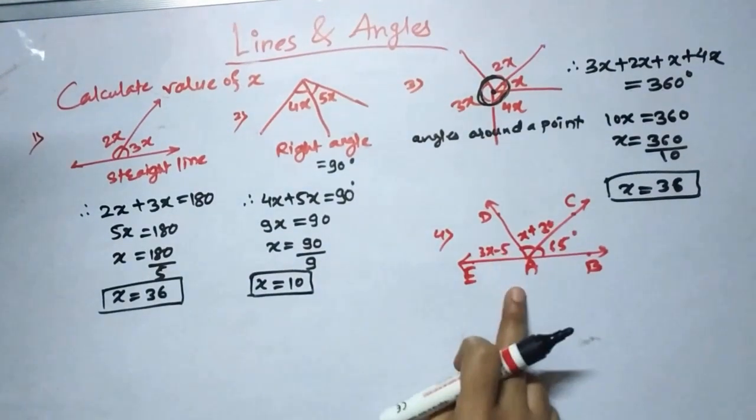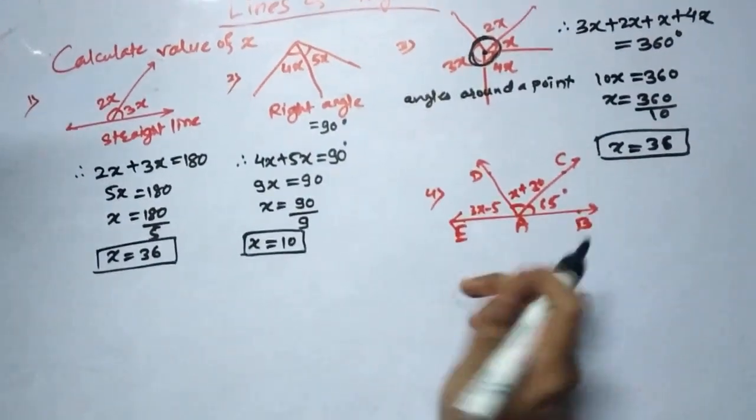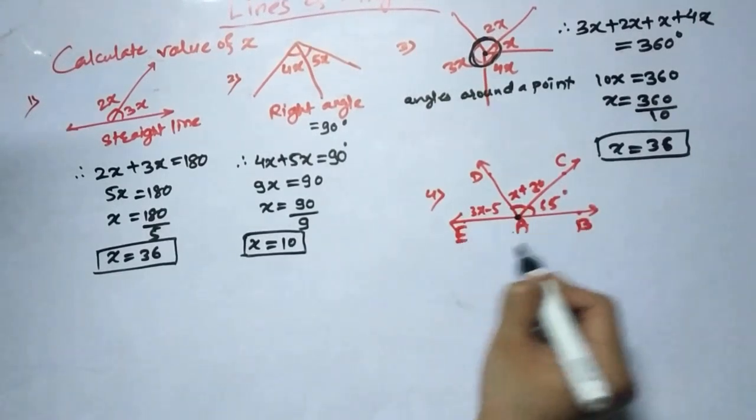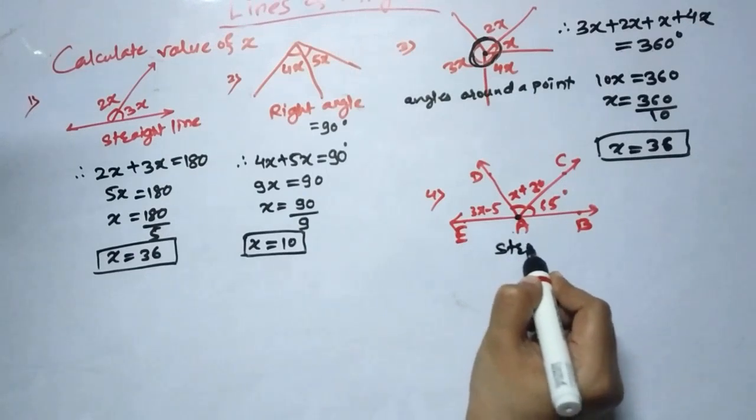Now friends, we need to find out the measure of x here. So you can see again, EAB is making a straight line angle.